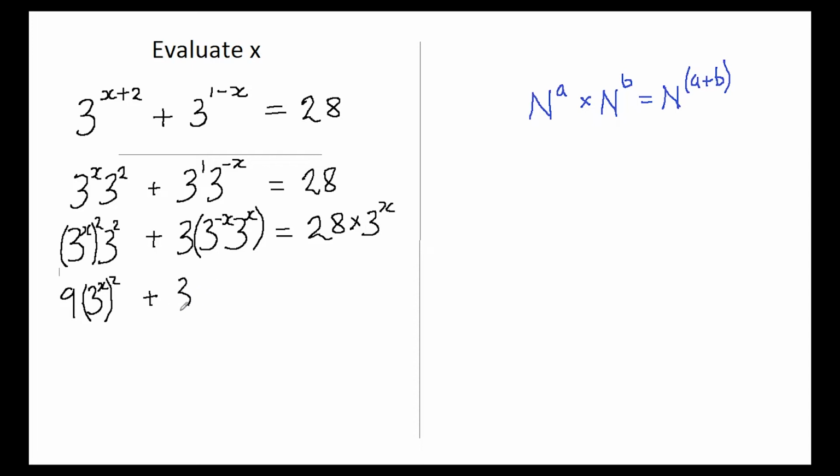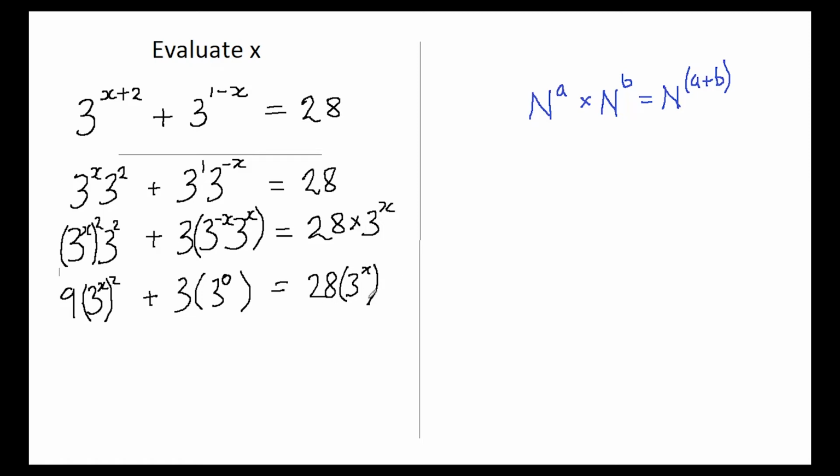Here we have 3 times 3 to the power of, well, we've got minus x and plus x. They add to 0. And this all equals 28 times 3 to the x.